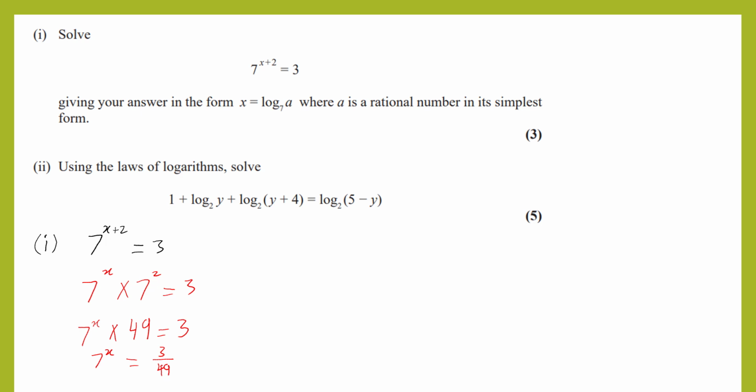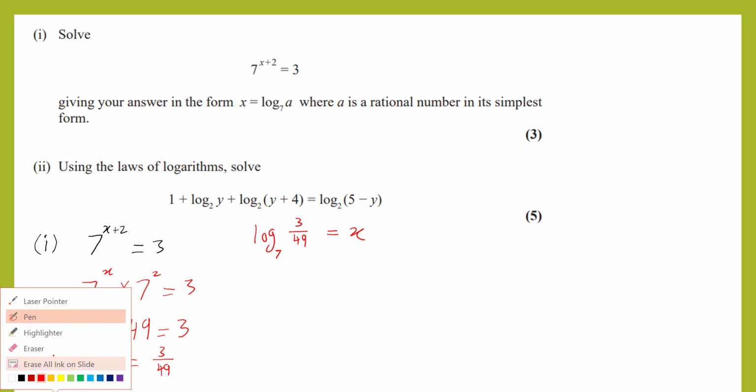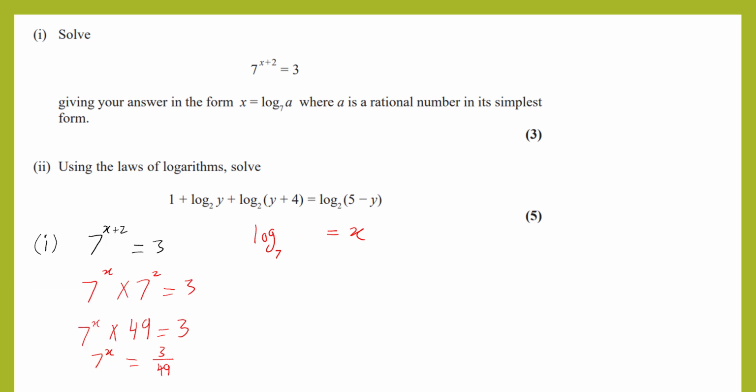Now we're going to convert this into logarithmic form. So it will be log of 3 over 49 to the base 7, all of this equals x. So now we got x in the required form. It's now 3 over 49, and 3 over 49 is a rational number, as required.